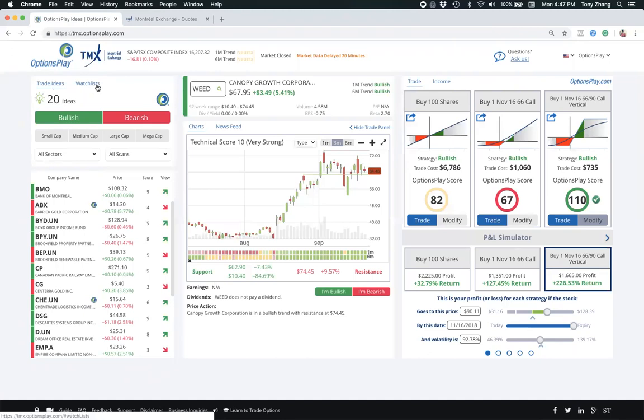We have trade ideas and watch list here on the left. We have our security analysis panel here in the middle, and then we have trading and income here on the right.